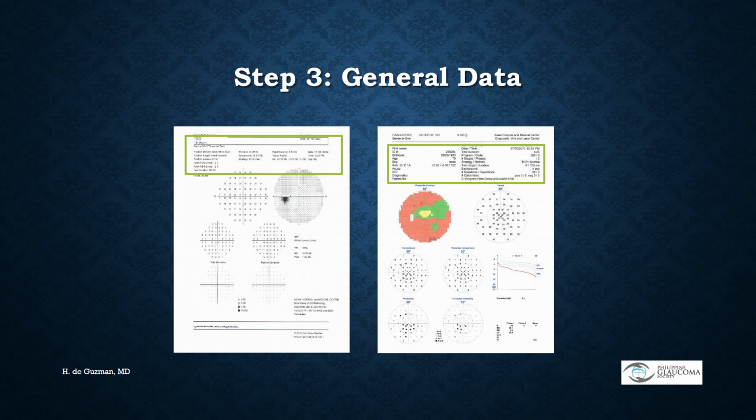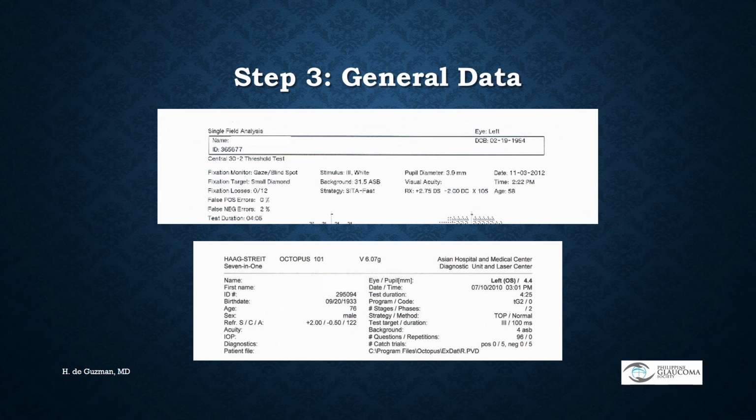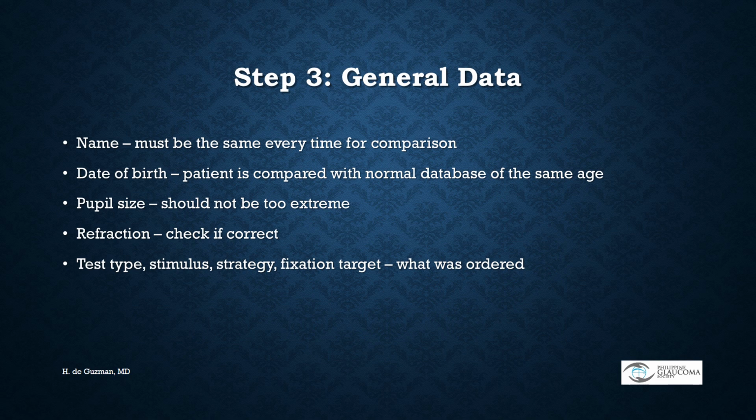Step 3 is the general data. This is where you can find it, and this is what it looks like for the Humphrey and the Octopus. The name should be the same for every test for future statistical analysis by the machine. If the patient's name is spelled differently, or the first test had the full name and the second test didn't have the middle name, then the machine will think those are two different patients and the results cannot be compared.